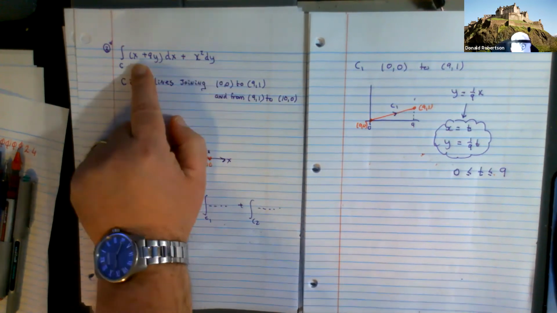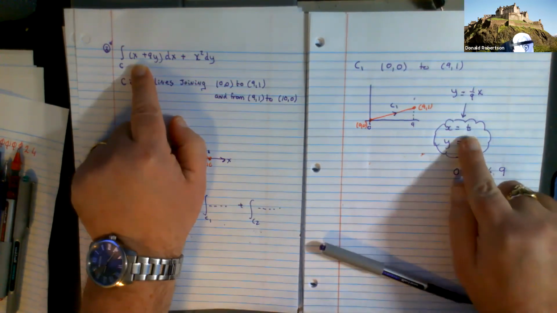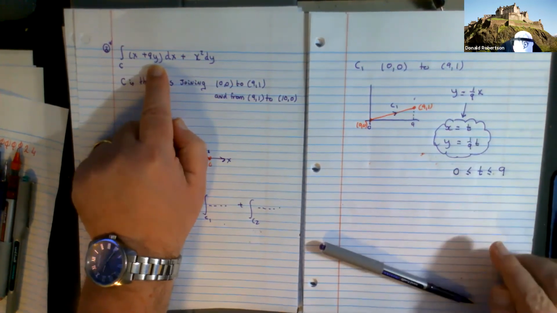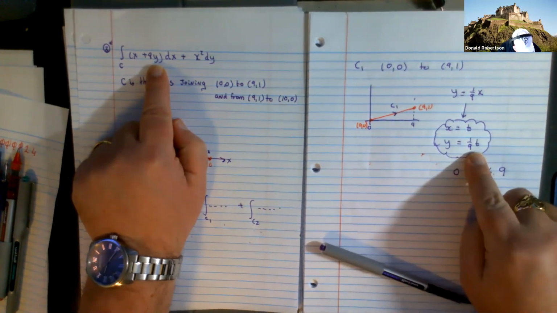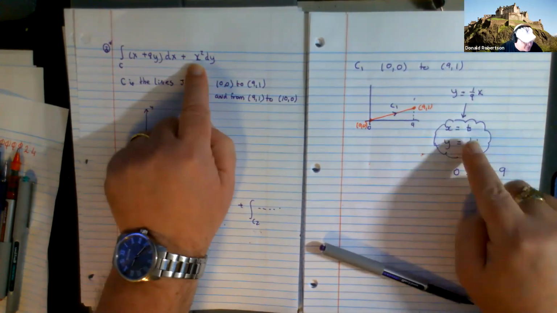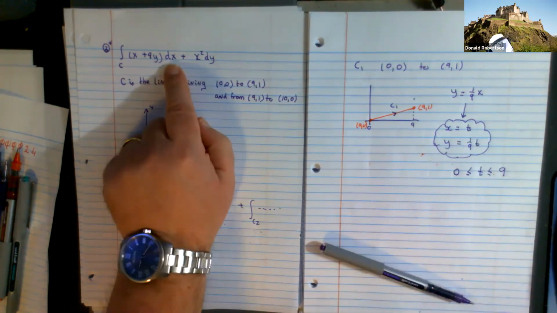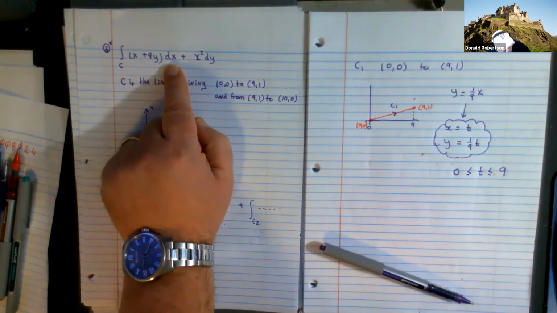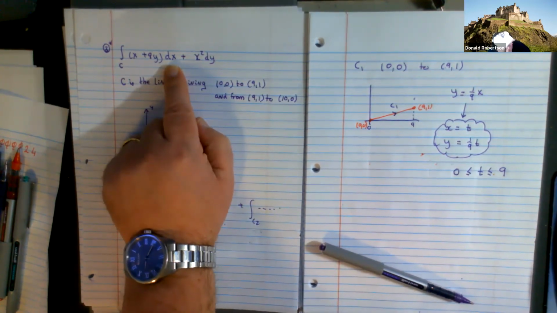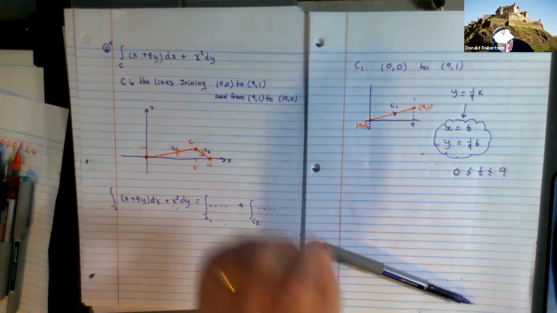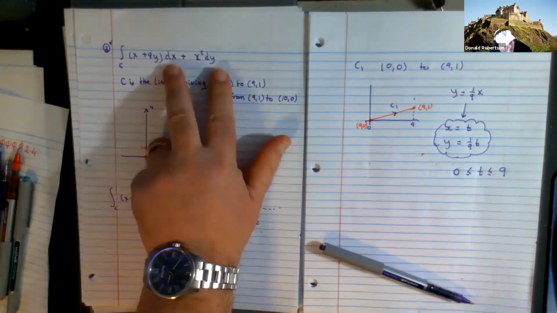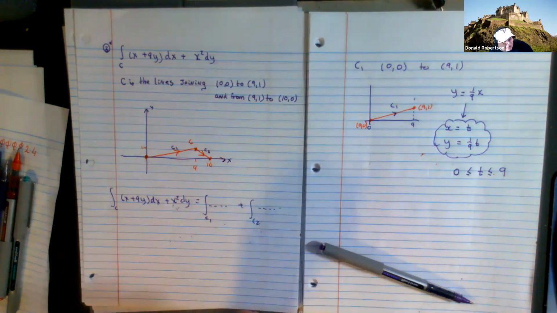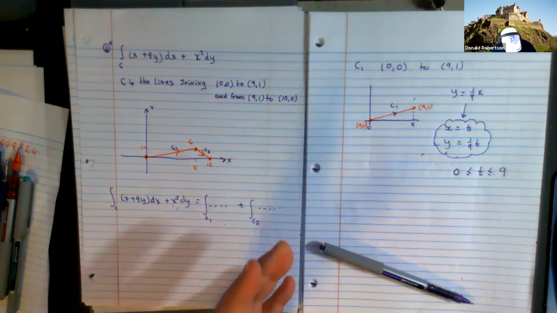Now, what on earth do we do about this dx and dy? I know what to do with the x. X is going to be t. I know what to do with the 9y. It's going to be a 9th t, right? I know what to do with x squared. It's going to be t squared. What I don't know yet is what to do about this dx, the differential dx and the differential dy, because everybody, including the dx and dy, needs to be converted into things with t's.